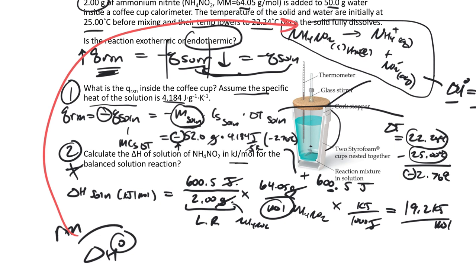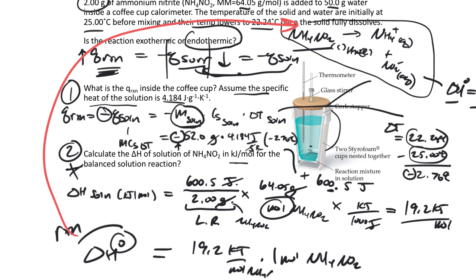So for that balanced equation, if I'm calculating the delta H of reaction, I know the delta H of solution is 19.2 kJs per mole. And this is as simple as recognizing that there's 1 mole of the ammonium nitrite in that reaction. So 19.2 kJs per mole of ammonium nitrite, there's 1 mole of that in the balanced equation, so it just works out to be 19.2 kJs.